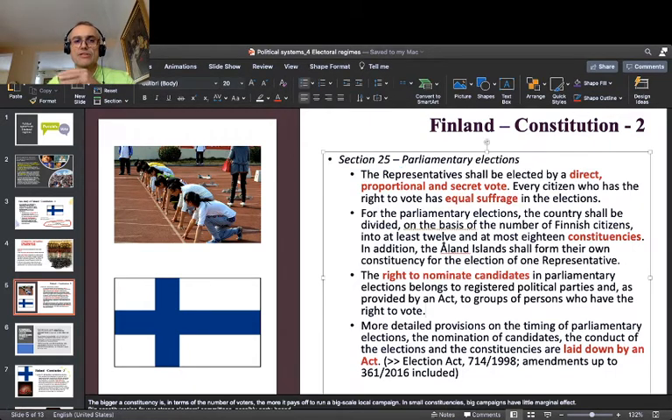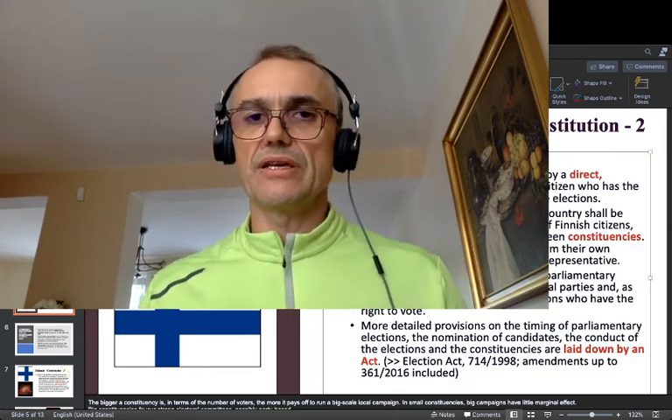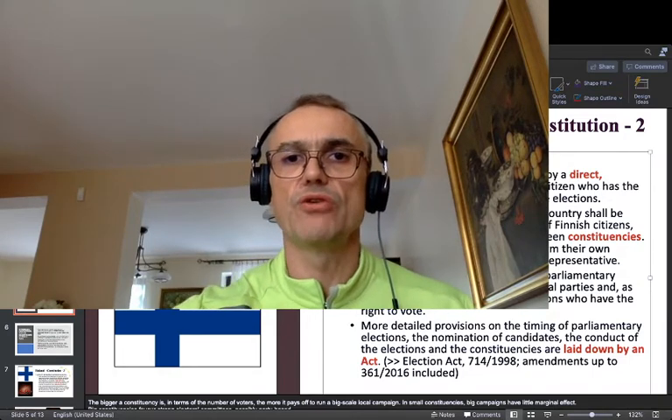Now, another interesting thing, which I will discuss in more detail in subsequent videos, here I am just signaling it. The right to nominate candidates in parliamentary elections belongs to registered political parties and, as provided by an act, to groups of persons who have the right to vote. Essentially, what we see as citizens under the general term of elections is the moment when we vote.